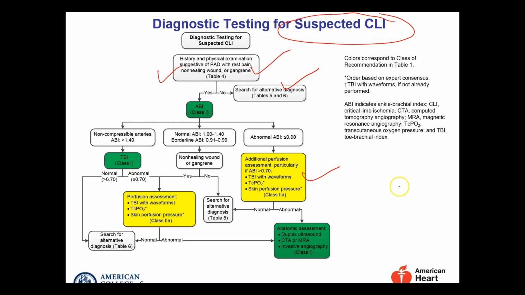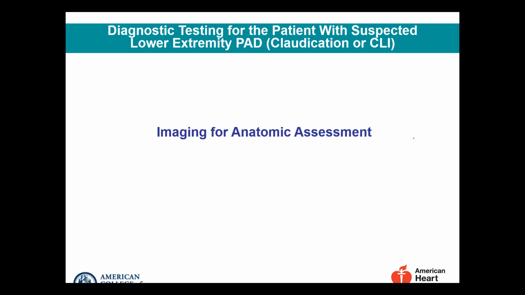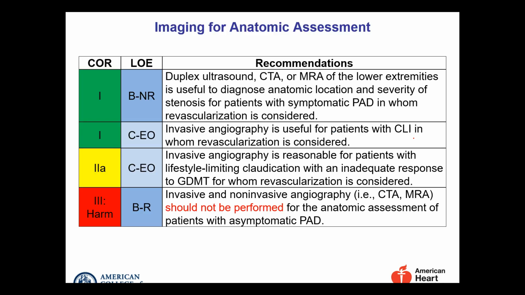So you can just read this on the side here. It tells you exactly what the mnemonics mean here. The CTA, the MRI, oxygen pressure, and toe brachial index, and what to do. So this is imaging for anatomic assessment, and it's recommended to get an ultrasound, a CTA, MRA of the lower extremities to diagnose the exact location and severity of stenosis. So everything's abnormal. Now we got to go a little bit further to determine, do we need revascularization or do we need a stent? Invasive angiography is also another consideration.